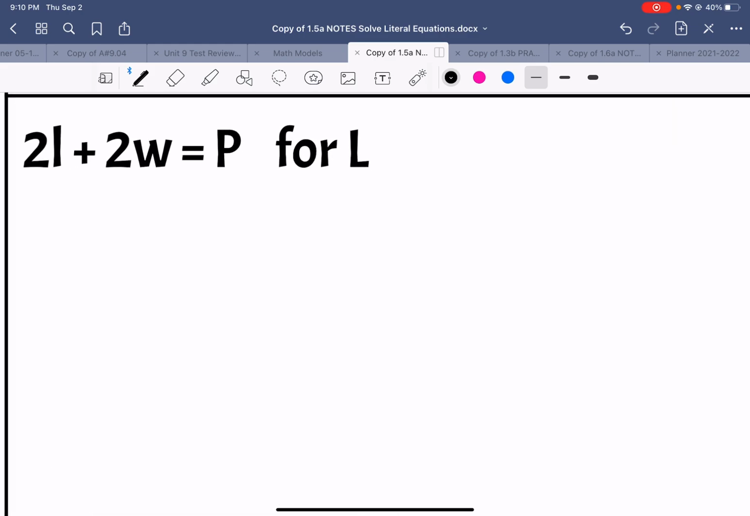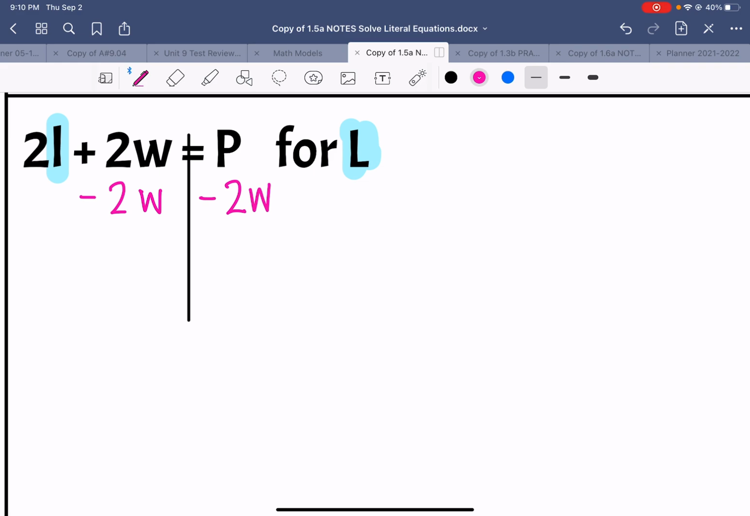All right, 2L plus 2W equals P, and I want to solve for L. There are two things again happening to L. It's being multiplied by 2, and 2W is being added to 2L. So again, step 1, undo the addition or subtraction. Because it's adding 2W, I'm going to subtract 2W.